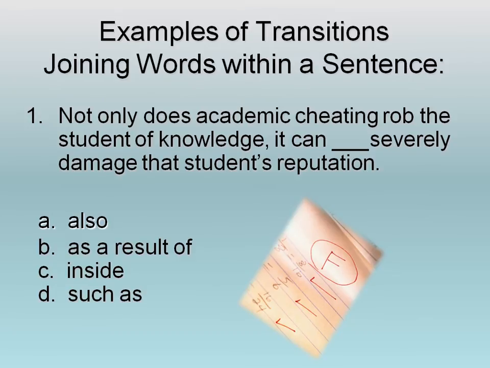Read example 1 and complete it with a transition that shows the relationship of ideas within the sentence. Which transition did you choose? Yes, choice A also is the correct answer. The topic of this sentence is cheating. The author makes 2 points about cheating. Also indicates the addition of the second point.